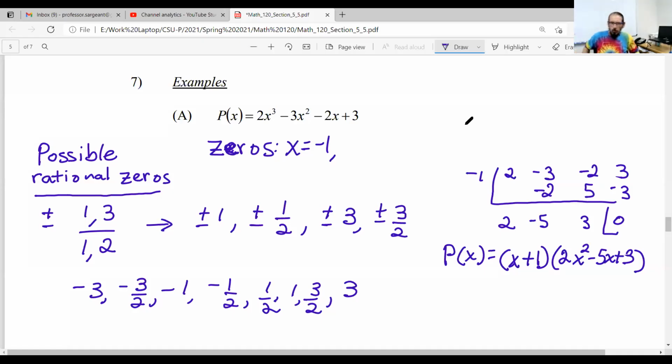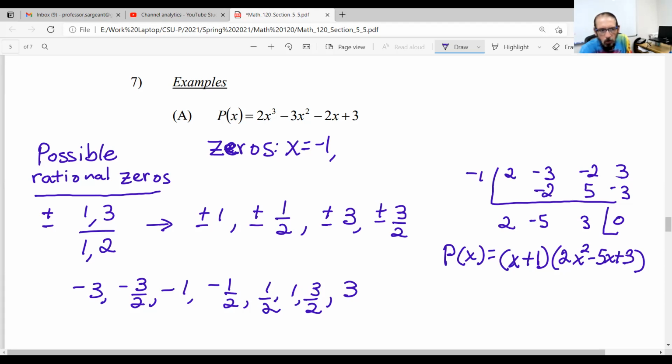Now to find other zeros of this function, since we have this quadratic, you could try factoring. You could try completing the square. You could try the quadratic formula. But suppose that you want to keep trying synthetic division. Do not go back to the original. Go to the factor remaining that is not linear and start synthetic division there.